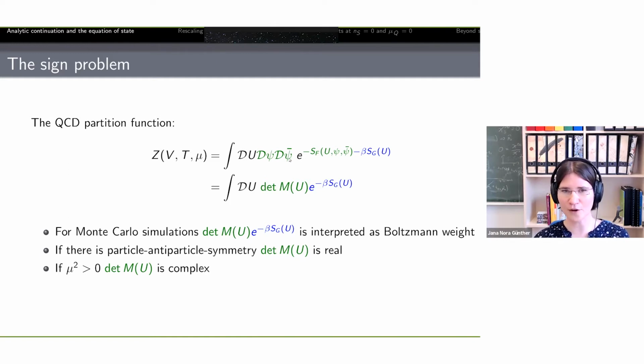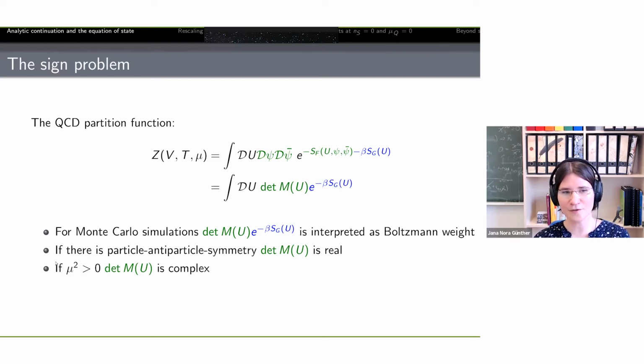That's no problem at all. We can just do this integral analytically, and then we have the determinant, which depends on the gauge fields. And then we can use this colored part, green and blue, as our Boltzmann weight and do a numeric Monte Carlo integral to calculate the partition function. However, for this to be a proper probability weight, it has to be a positive number. This is only the case if we have particle-antiparticle symmetry.